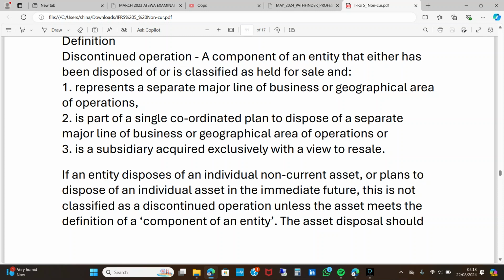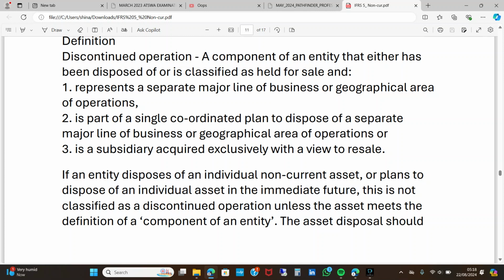Now anytime they are selling off a major line of business, or something that brings income that can be separated, that's what they call a component. So a class is called a what? Discontinued operation. Next is a geographical area of operation.